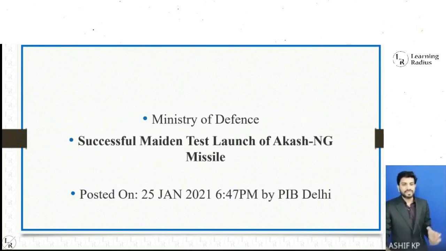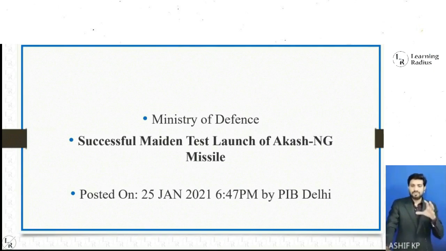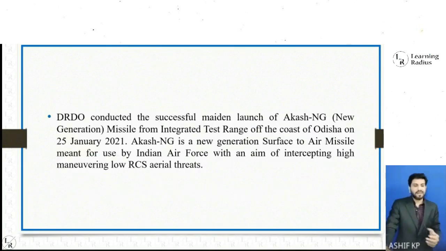So this discussion came in PIB on 25th January 2021, very close this year, the starting month January, Ministry of Defense. Successful maiden test launch of Akash-NG Missile. And in a neat and clean manner they explained, DRDO conducted the successful maiden launch of Akash-NG new generation missile from integrated test range off the coast of Odisha on 25th January 2021.